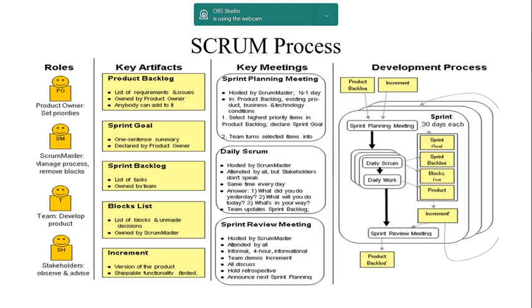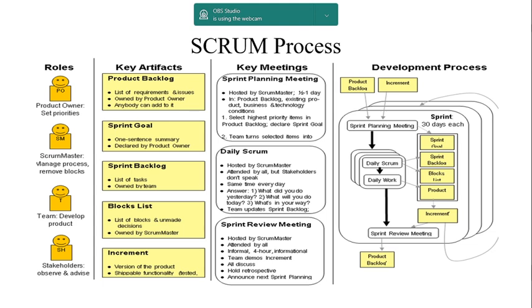For the product backlog, the existing product, business and technology conditions, all the things related to the product, they are going to discuss and take decisions. All decisions will finally be taken by the product owner. Select the highest priority items in the product backlog and declare the sprint goal, and the team turns the selected items into increments.